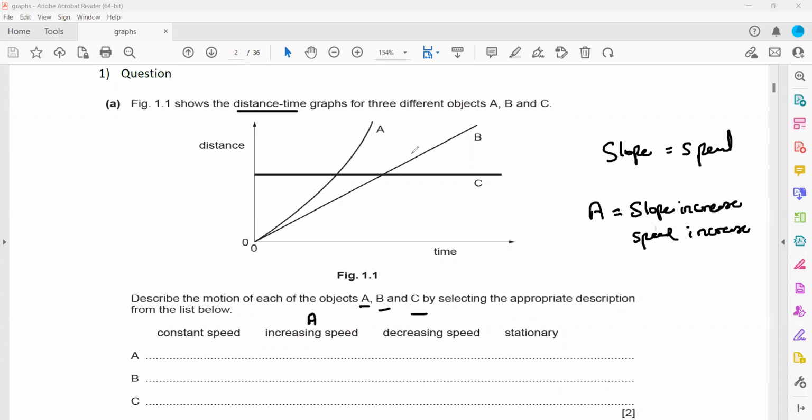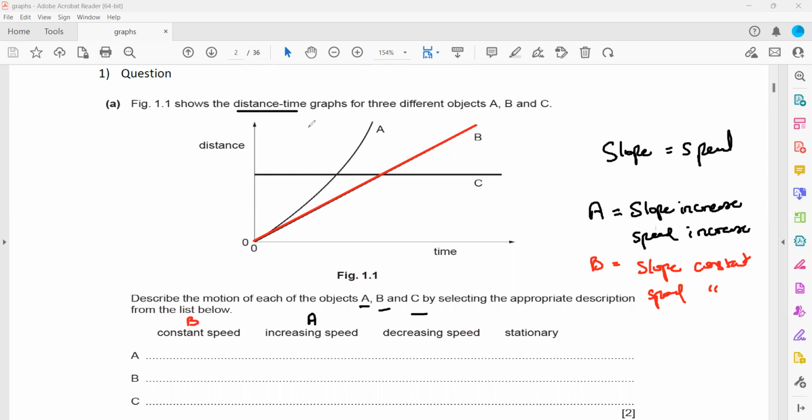What about B? For B, you can see it is a straight line with a constant gradient or slope. As the slope is constant, the speed will also be constant, because the slope represents the speed. So B has a constant speed.